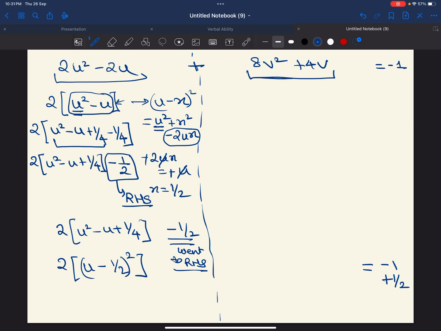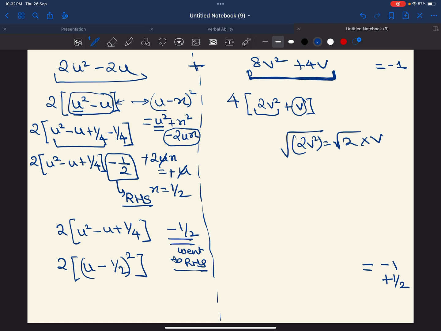What can we take common from this? Let's say we can take 4. The remaining part will be 4v square plus v. Now this part is not an easy squared expression. If I say I have to get 2v square, the root of 2v square will be root 2 into v, right?